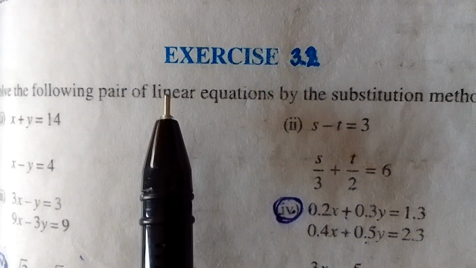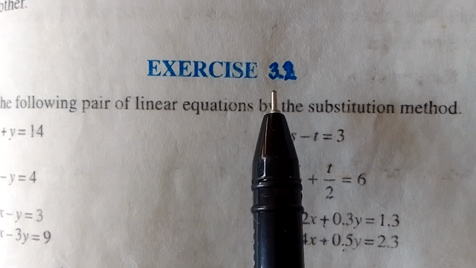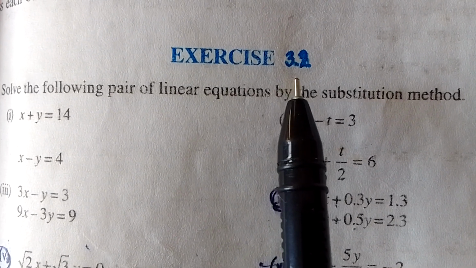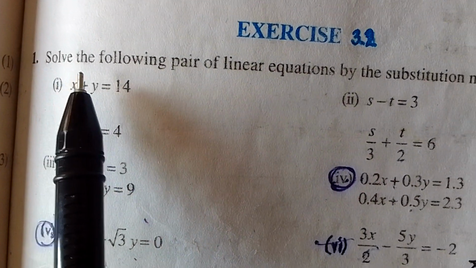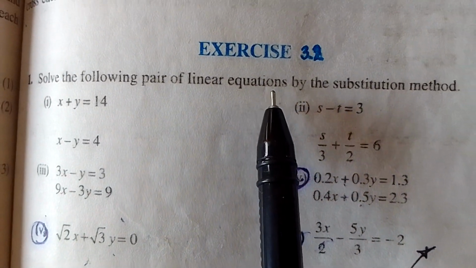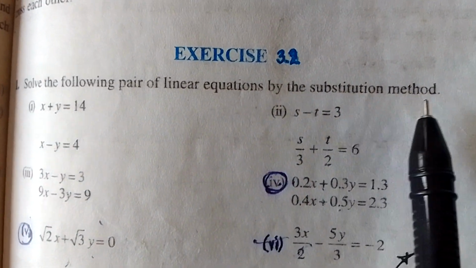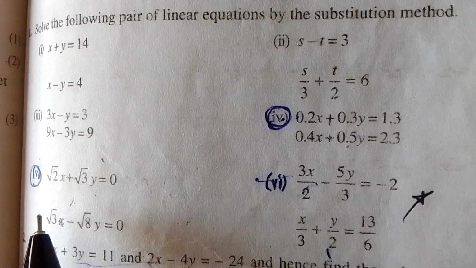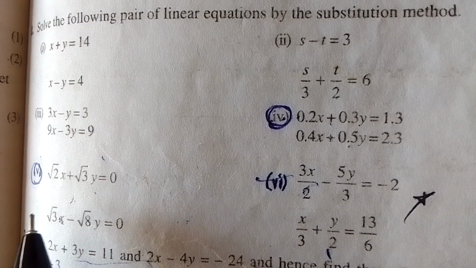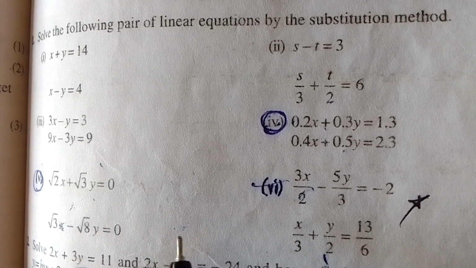Now we are starting exercise 3.2 of the chapter Pair of Linear Equations in Two Variables. The first question is: solve the following pair of linear equations by the substitution method. Six questions are given in the first question, so we will solve these one by one.